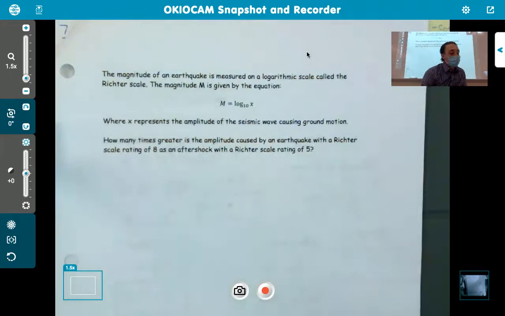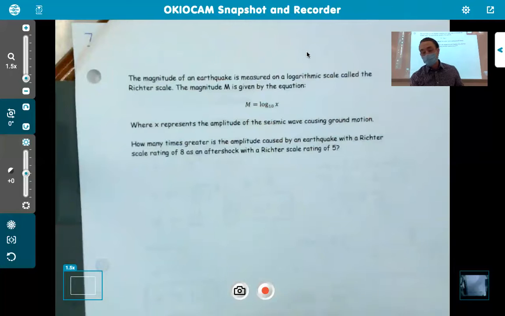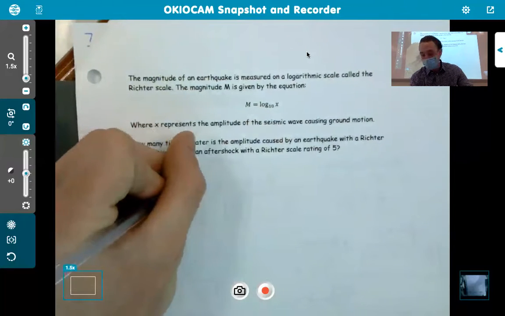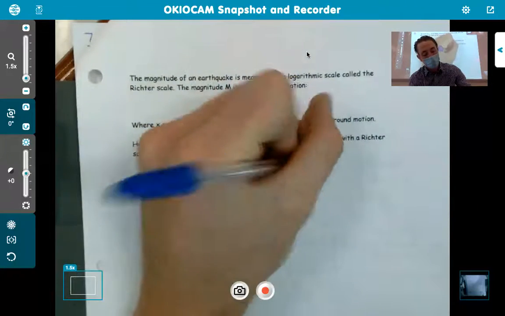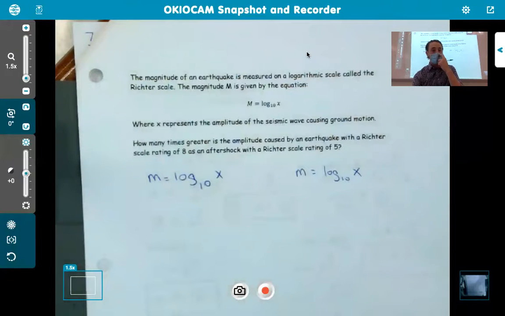So it says, how many times greater is the amplitude caused by an earthquake with a Richter scale rating of 8 as an aftershock with a Richter scale rating of 5? So we're just comparing two different types of earthquakes and how much greater the amplitude would be depending on its scale. All right. So the way that we would do this, we're going to have two different equations. We'll have the same thing, but we're going to compare each of them.